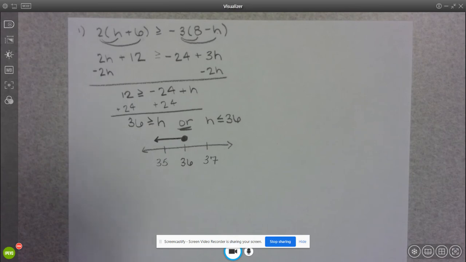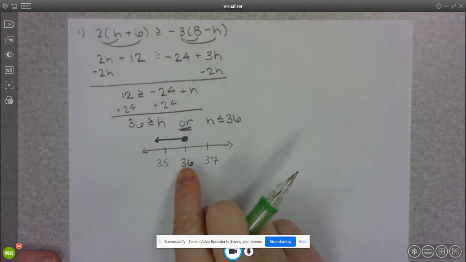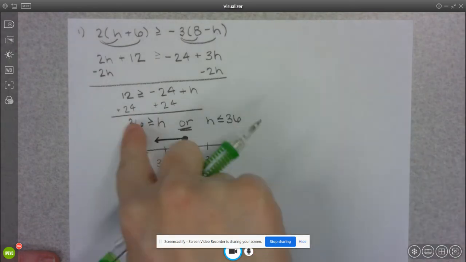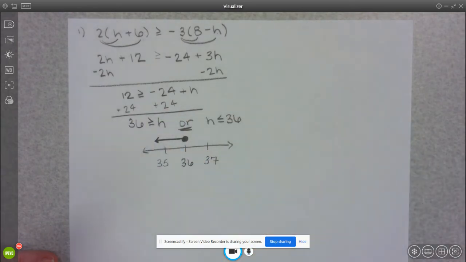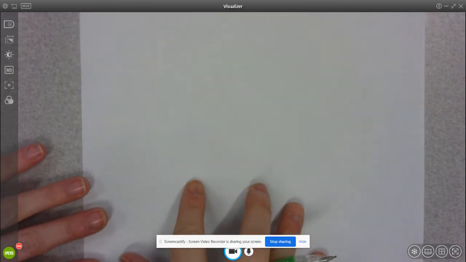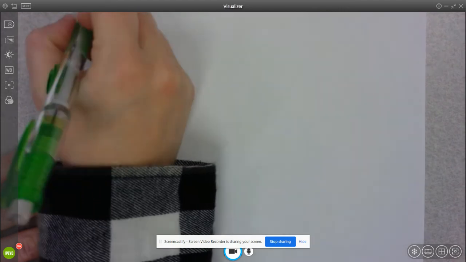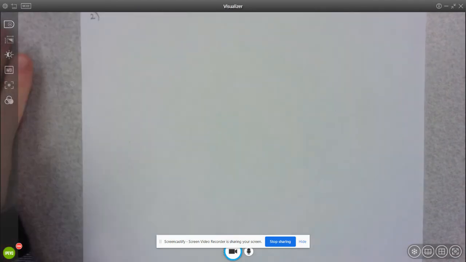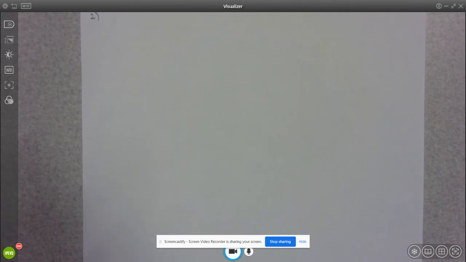And if the question asked you to graph the answer to your inequality as well, you would give them this graphing piece and either one of these statements above. So the next question, we're actually going to do 2 different ways so that you can see either way you would still end up getting the same answer.